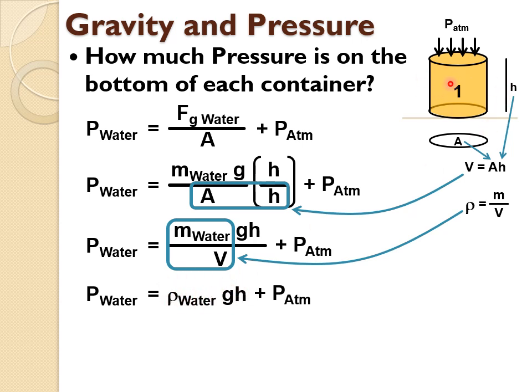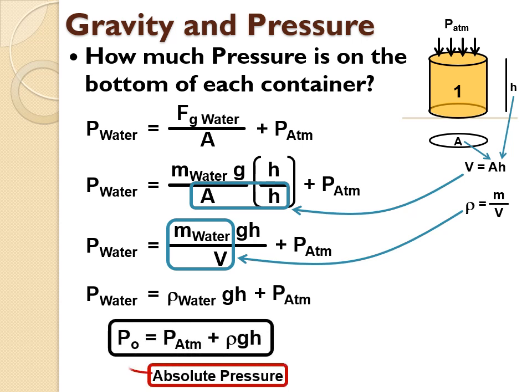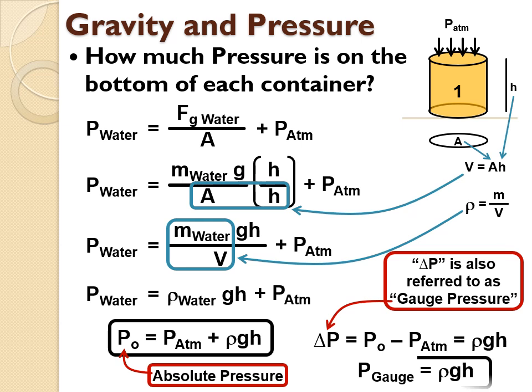Then we have the atmosphere also pushing on it. Those two together give you the total pressure at the bottom of this container. The absolute pressure is the atmospheric pressure plus effectively the weight of the water itself. So the weight of the atmosphere and the weight of the water combine to give the total weight being pushed on the bottom. Now, if we take the difference between the absolute pressure and the atmospheric pressure, that's what we call gauge pressure. Gauge pressure is effectively just the pressure due to the liquid itself.